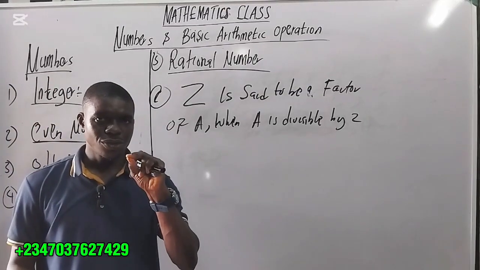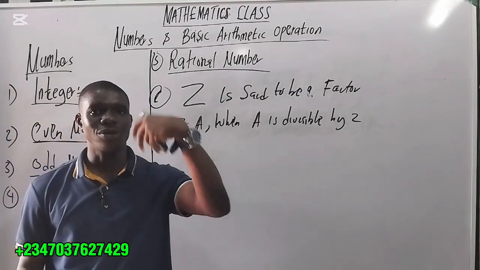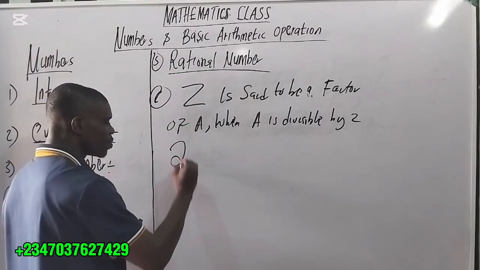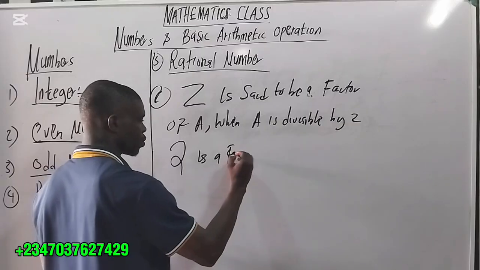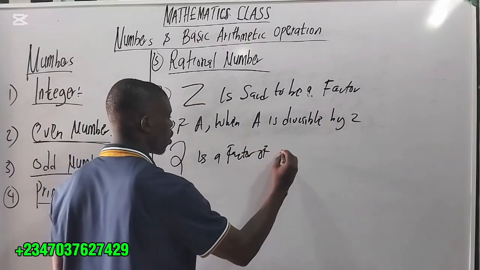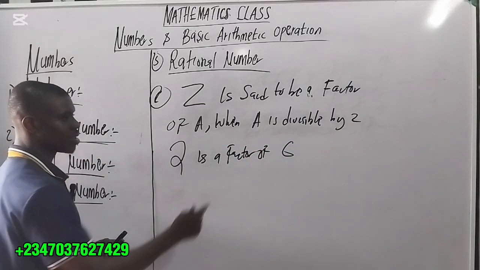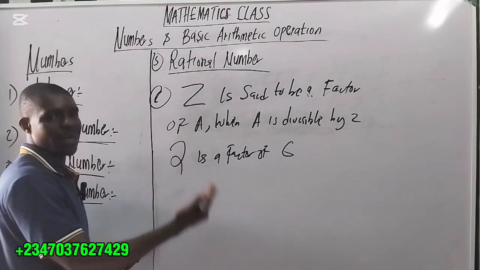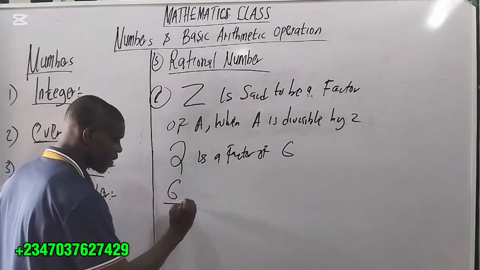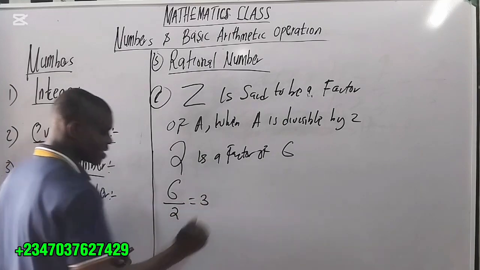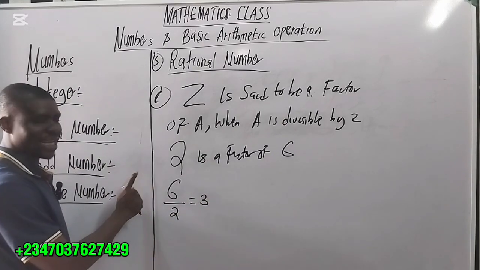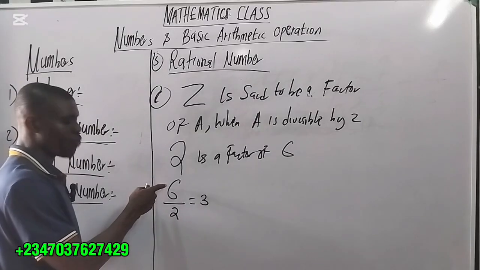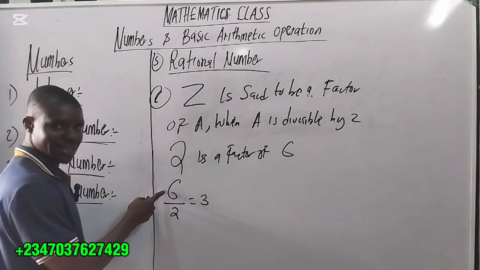For a number to be a factor of another number, it means that, for example, here you can see that 2 is a factor of 6. Why? Because 6 can be divided by 2 without any remainder. So 6 divided by 2 is 3. Because 2 goes into 6 without any remainder to give you 3, 2 is a factor of 6.